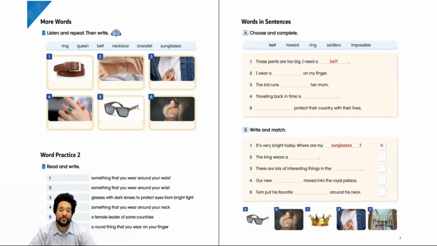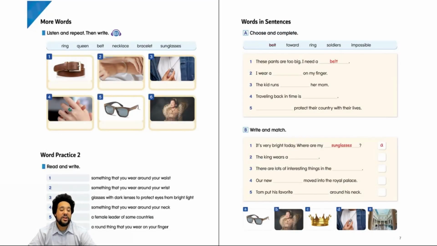Okay, now let's move on to our word practice number 2. Now, word practice number 2 is just like the first one, word practice 1. So we have the definitions here, and you are going to write the correct word that matches each definition. Now, remember, you can use the pictures in the more words section to help you figure out which of these definitions matches which word. So work with a partner and answer each of the questions for numbers 1 through 6. Are you ready? Let's begin.